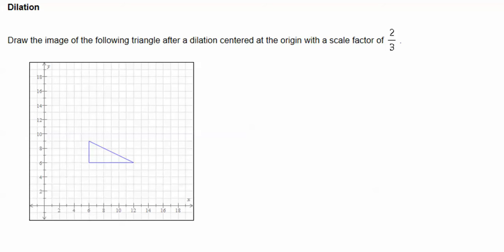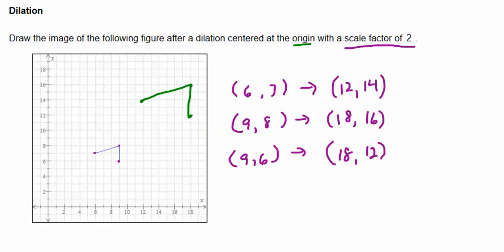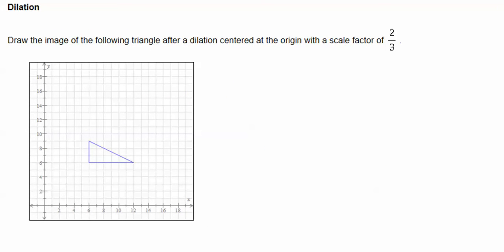This one now has a full completed triangle. So we still have 3 points, but it has a triangle that's completely closed, versus the other one we did. There's nothing magical about the shape. You can dilate any shape centered at the origin. So this time we're going to draw the image of the following triangle after dilation centered at the origin with a scale factor of 2/3. So instead of multiplying by 2 like we did before, we'll be multiplying by 2/3.